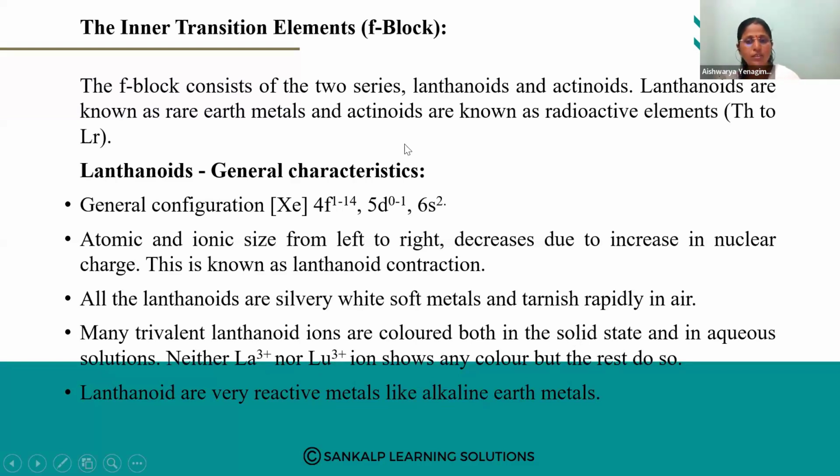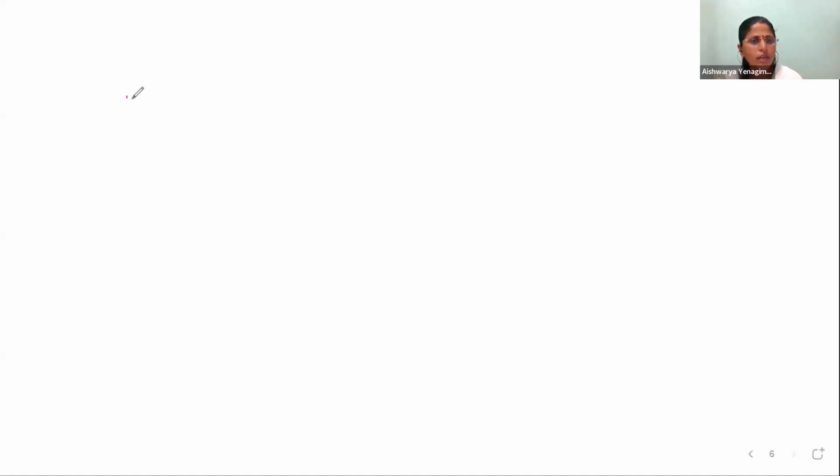Lanthanides are very reactive metals, just like alkaline earth metals. They exhibit certain chemical reactions. So what are those chemical reactivities? Now we'll see one by one. Lanthanides have very low SRP values, that is, standard reduction potential values. The values range between minus 2.2 to minus 2.4 volts, except europium, which is minus 2.0.